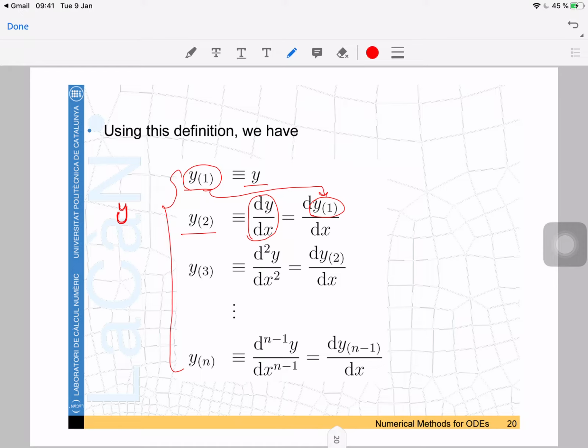The third component is the second derivative of y with respect to x. Again, we can use the previous component y2, and since y2 is the first derivative, the derivative of the first derivative becomes the second derivative. So we can write the second derivative as the first derivative of the previous component, which is y2. So this is basically first order.